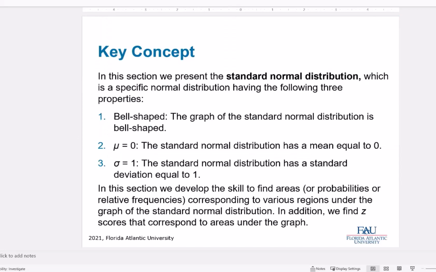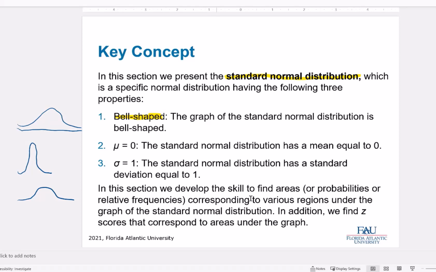Key concepts. In this section, we present the standard normal distribution, which is a specific normal distribution having the following three properties. It has a bell-shaped curve. It could be like this. It could be long and skinny, but it always has that bell shape. The mean is always 0, and the standard deviation is going to be equal to 1.